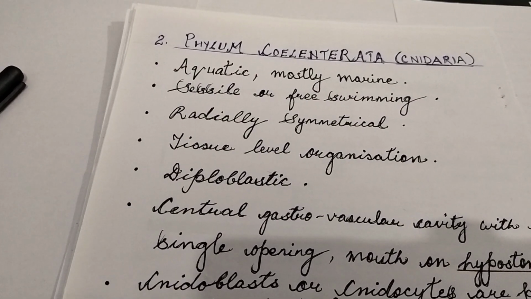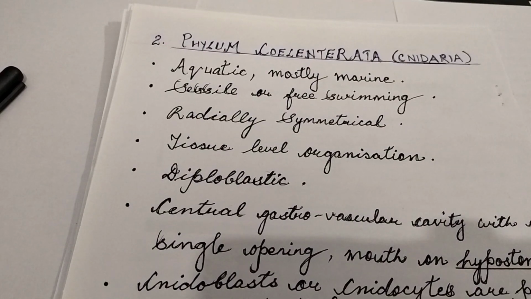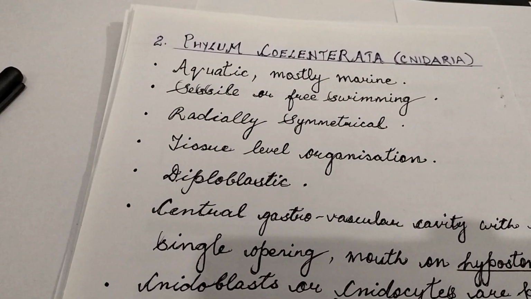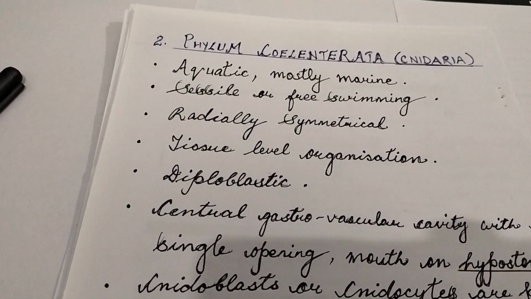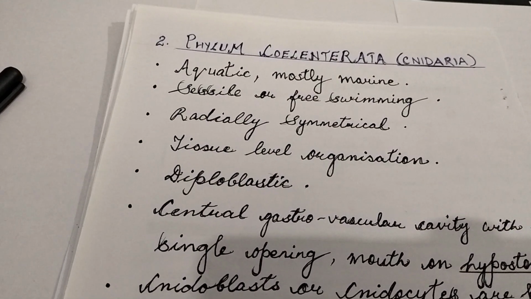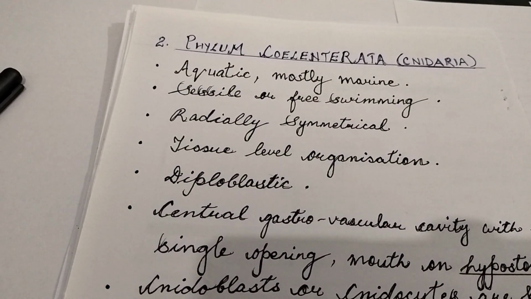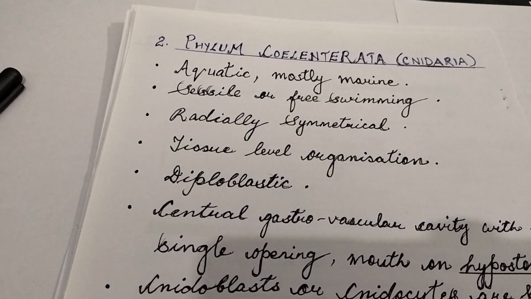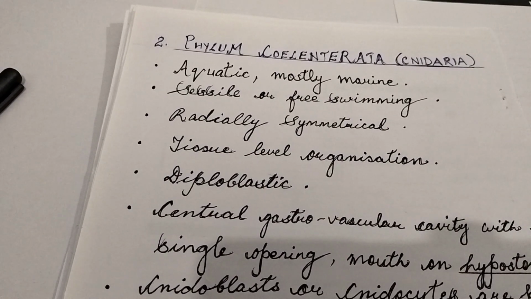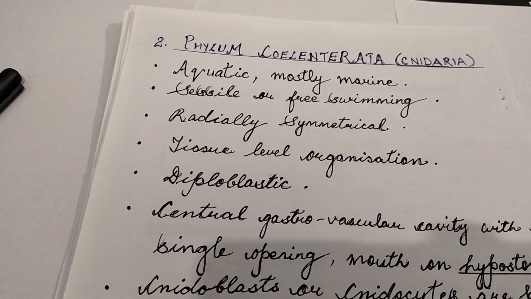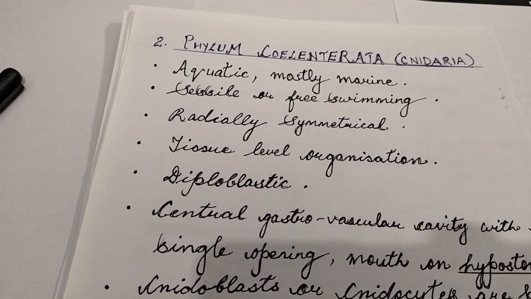Now, if you remember symmetry, cnidarians show radial symmetry, which means coelenterates are radially symmetrical. If you remember the last lecture in which we studied body symmetry, what is radial symmetry? When we cut the body into two halves on any plane, it will be divided into two equal parts. That is called radial symmetry. So coelenterates show radial symmetry.